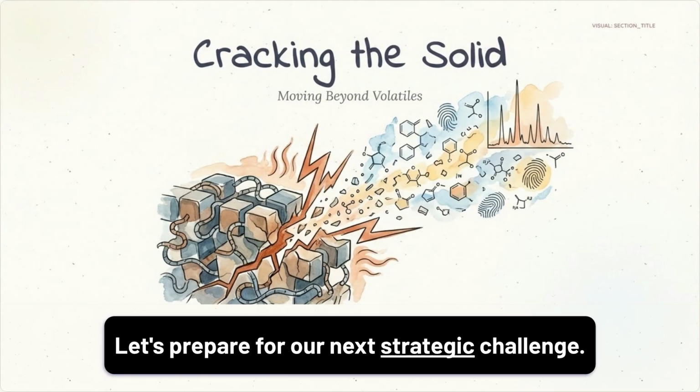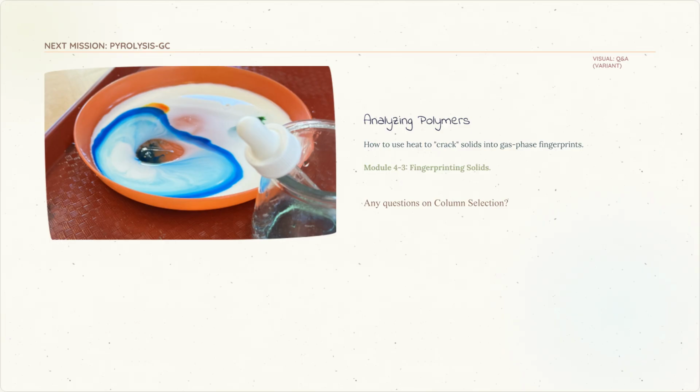Let's prepare for our next strategic challenge. You've mastered the coding for volatiles. But join me in our next unit, Module 4-3, Cracking the Solid, where we utilize pyrolysis GC to analyze polymers and rubbers. We've managed the race. Now let's learn how to break the rules and capture chemical fingerprints from things that weren't even supposed to fly.